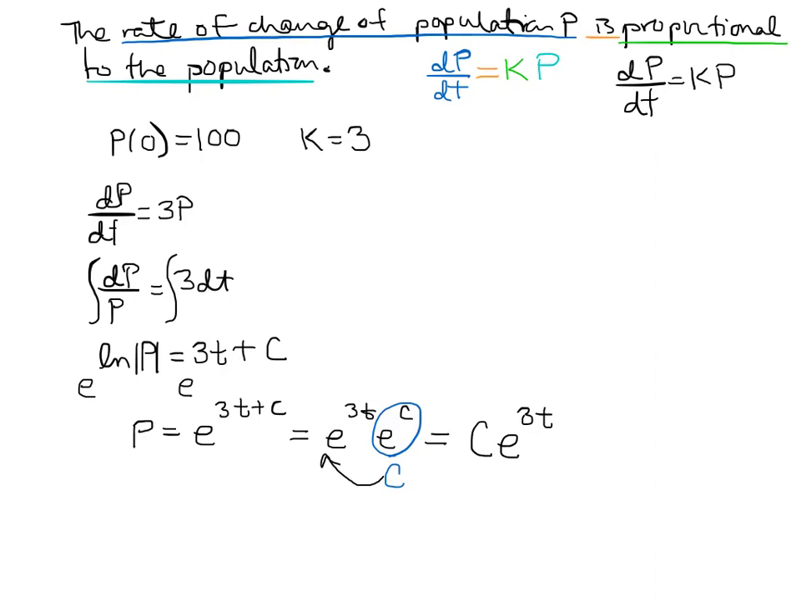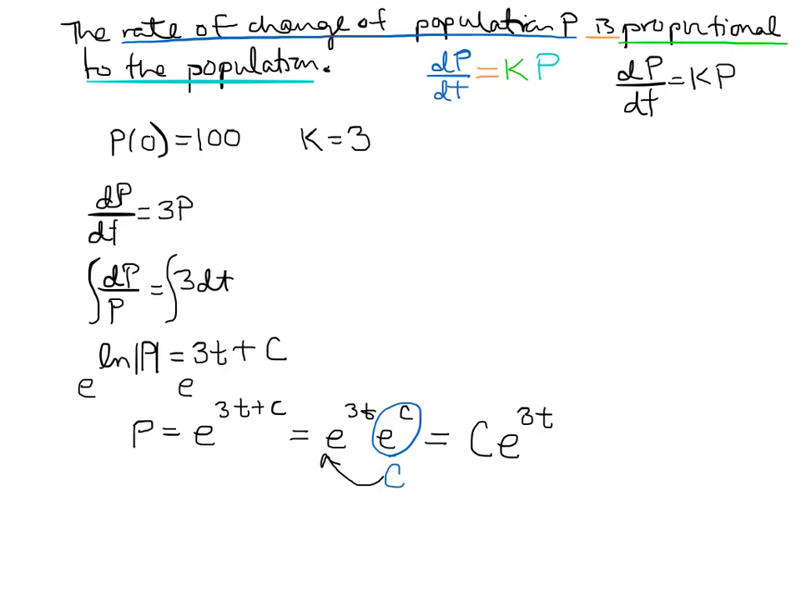Okay, so once again, that's a little bit tricky, but what I'm doing is I'm taking e, it's a number, c is a number, so e to a number is a number, and I'm just calling that c again. If it bothers you, call it k. Either way, it's just going to put a number out in front.